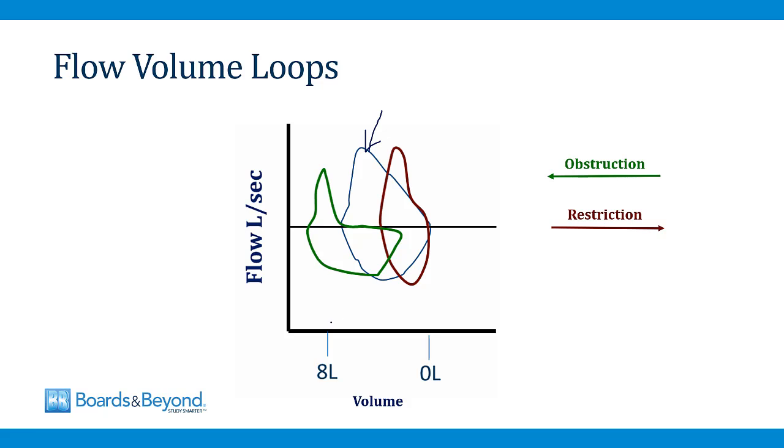And here I've just shown this in greater detail. The blue is a normal curve, the green is how the curve would shift in someone with obstruction, and the red is how a curve would shift in someone with restriction.